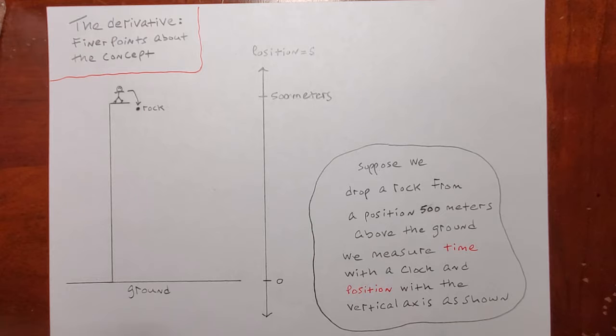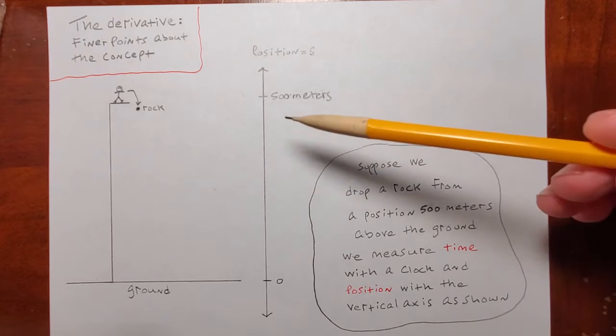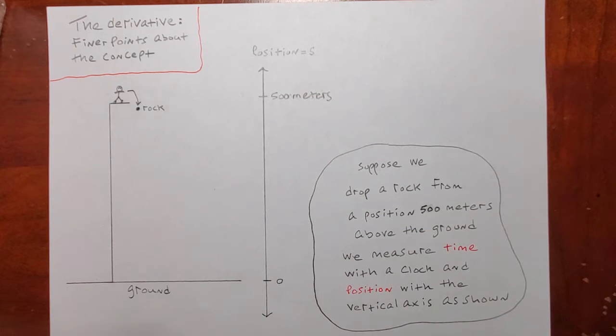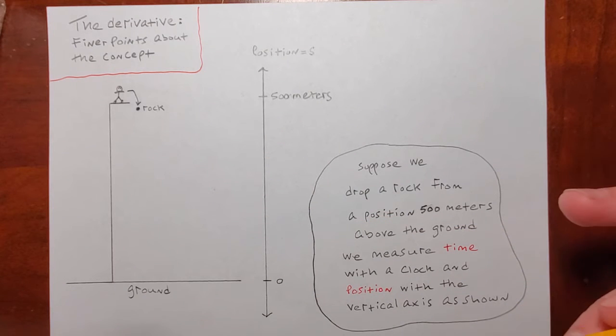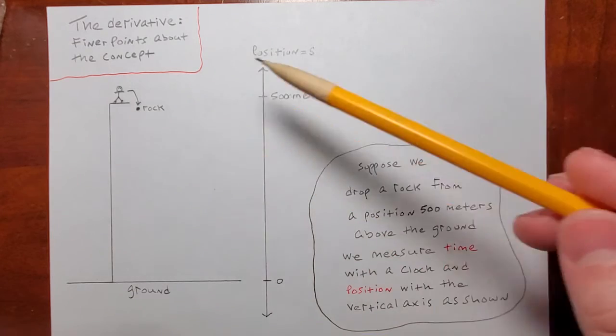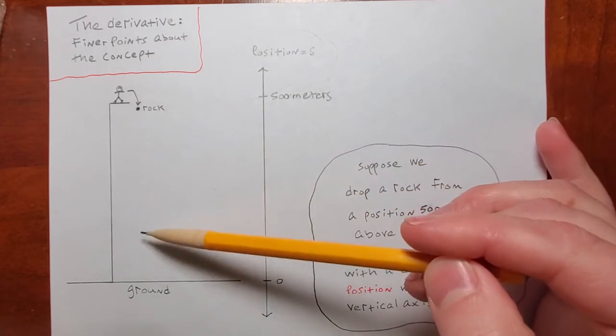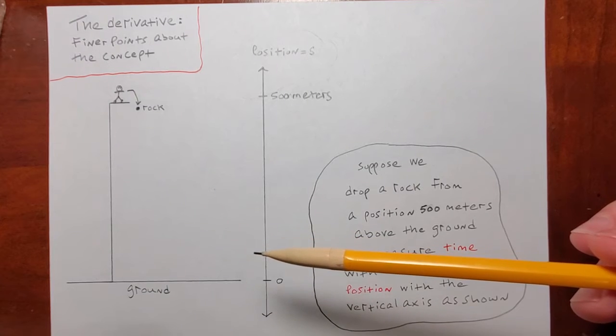Okay? All right. So it starts to fall, but from a position of 500 meters above the ground, we could measure some things about this. We could measure time with the clock, and we can measure position with a vertical axis that's imposed on the situation. Okay? Now, think about it. Before I give any math, isn't it true that the position of this rock as it falls to the ground is a function of time?